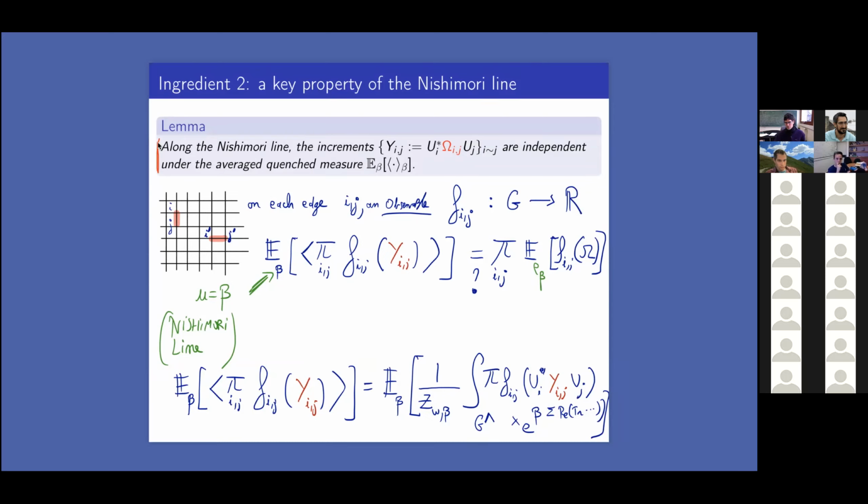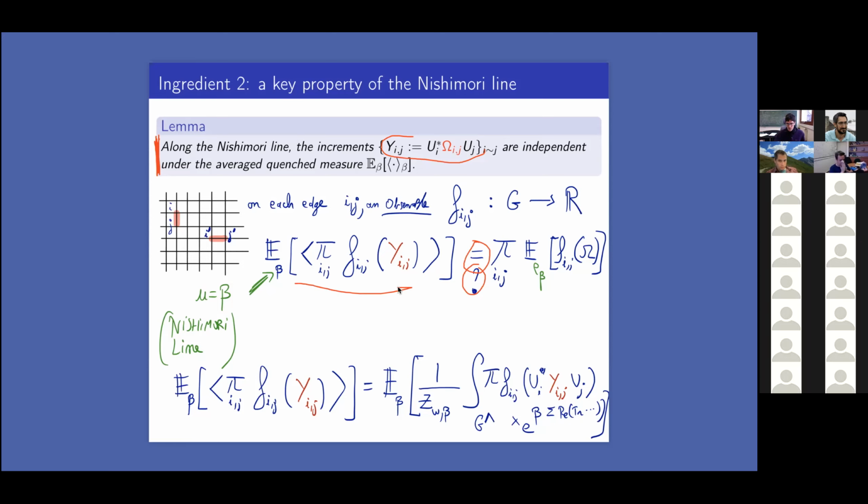So one important ingredient is a lemma that was proven by Nishimori for the random bond Ising model on his Nishimori line. And then he has extended this to the case of the Potts model. He didn't do it for those models, and he didn't look at the independence of increments, but the proof is very much inspired by what he did. So we take observables on different edges, and we want to spot a factorization under this average quenched measure. And the reason there is such a factorization, in rough words, is as follows.